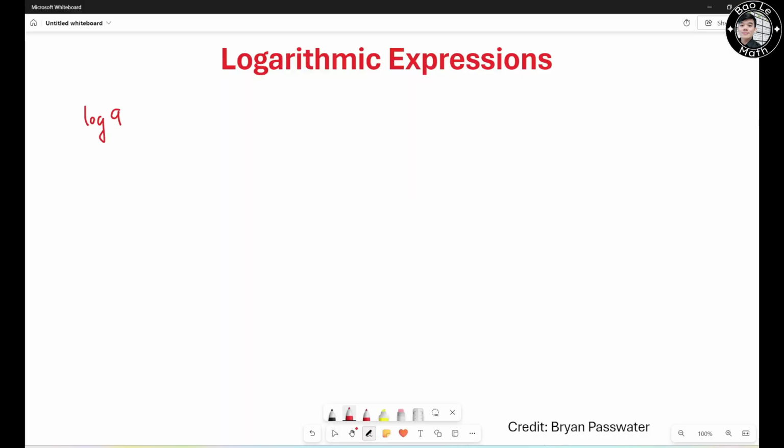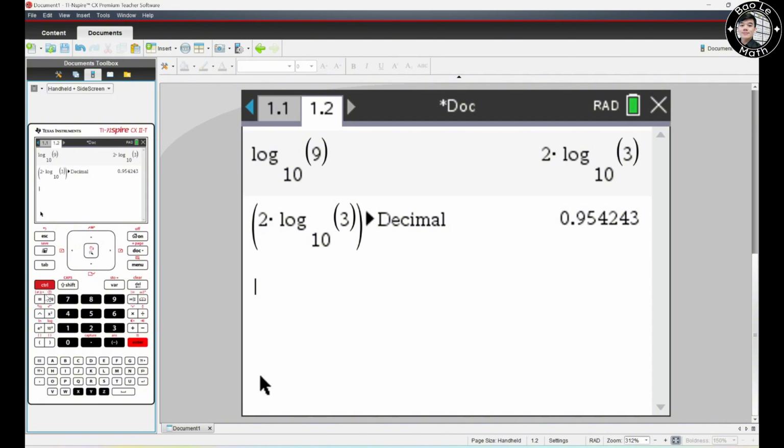Now, for example, we need to calculate log 6125. Alright, so we bring up the calculator, we hit control log right here, and because we don't see the base, which means base 10, 6125, right? We hit enter, and the calculator gives you the exact form.